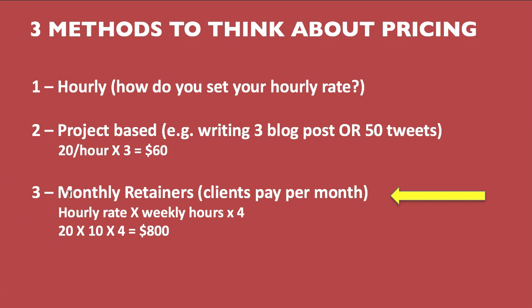The third method is the monthly retainers. This is where clients pay you per month on an ongoing basis, and this is how I price my services. This is what I like to do with all of my clients. And the way to do this is actually fairly simple too. Your hourly rate, multiply that by your estimated weekly hours, and then multiply that by 4 to find out the per month pricing. So let's say your hourly rate is $20 and your weekly hours are going to be 10 for this client, and then multiply by 4, so it's going to be $800 monthly retainer for this client.